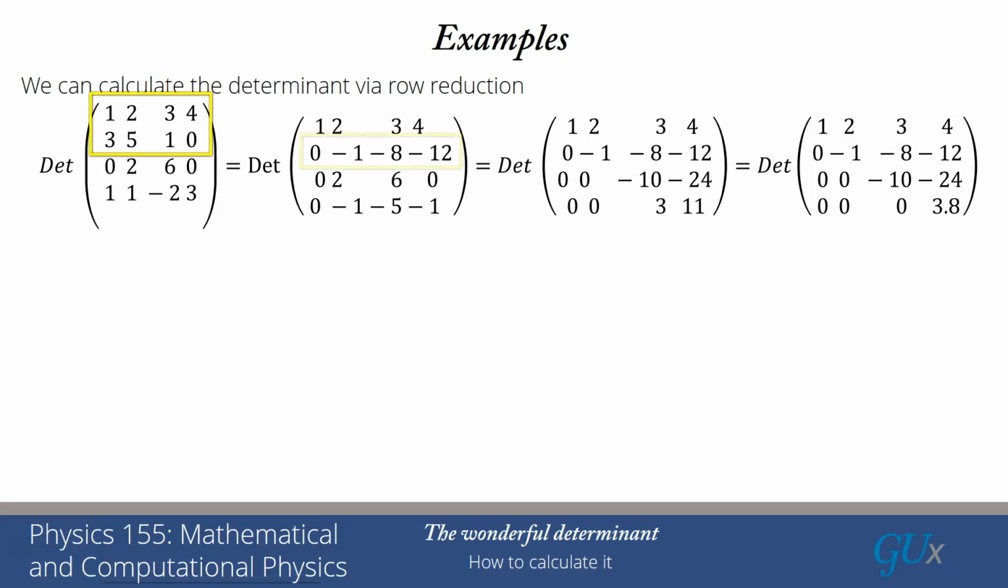And so I'm going to then get 3 minus 3, which gives me 0. I'm going to get 5 minus 6, which gives me minus 1. I'm going to get 1 minus 9, which gives me minus 8. I'm going to get 0 minus 12, which gives me minus 12. Now for the third row, I don't have to do anything. It already has a 0, so I just copy that row.